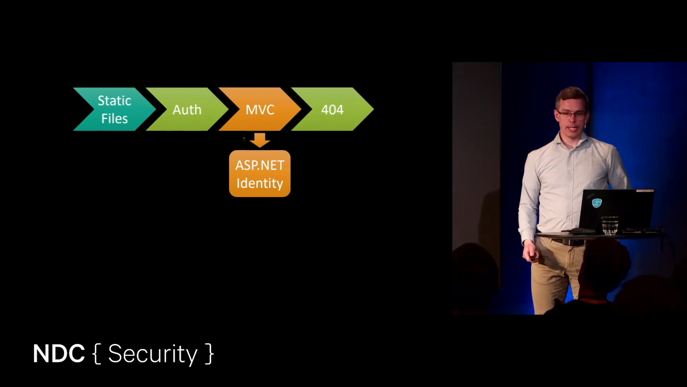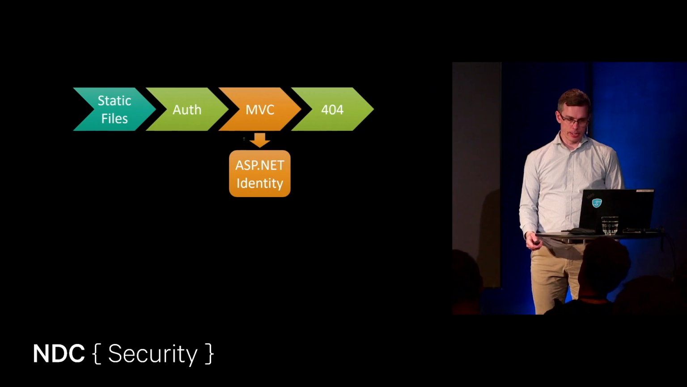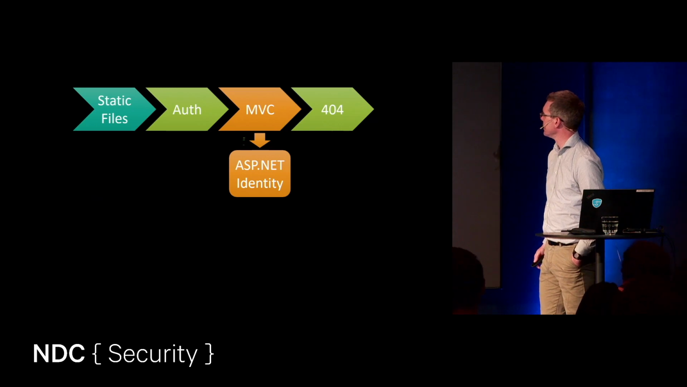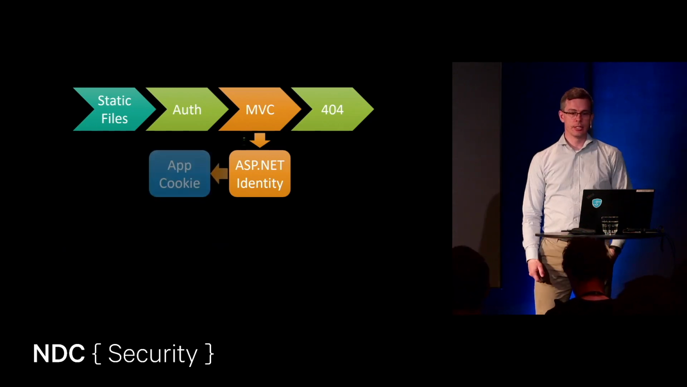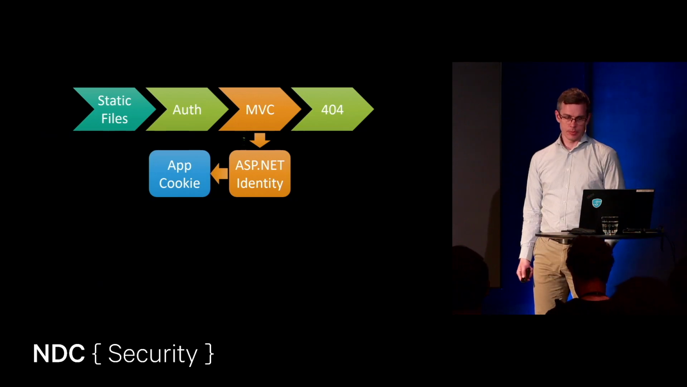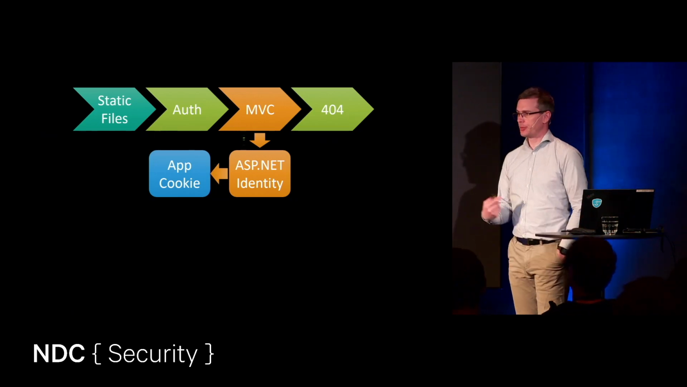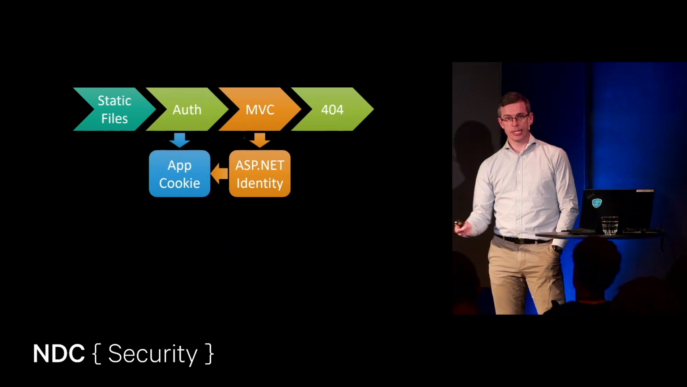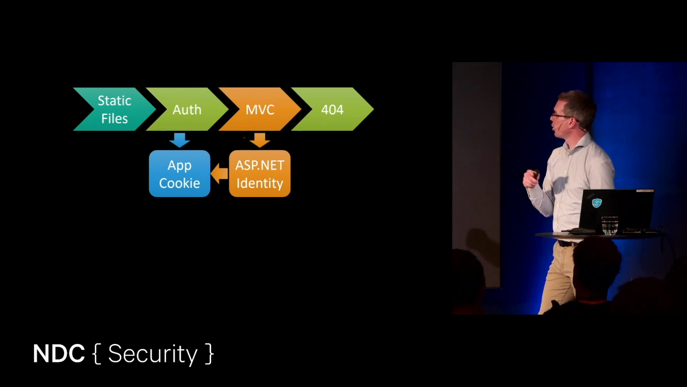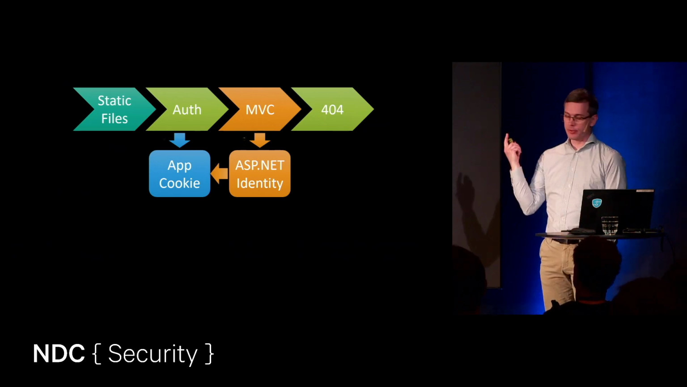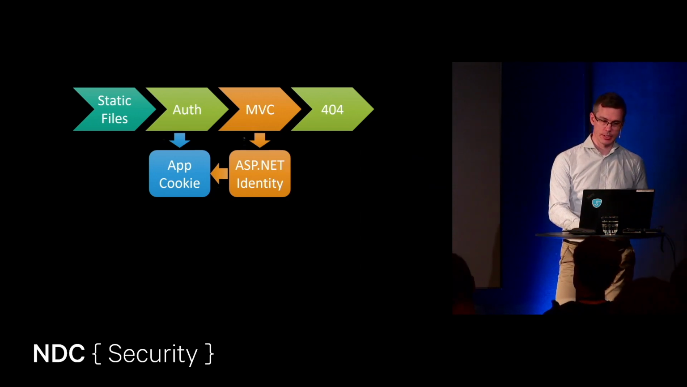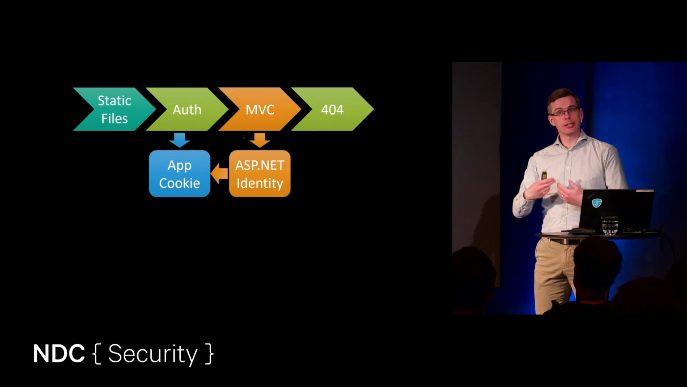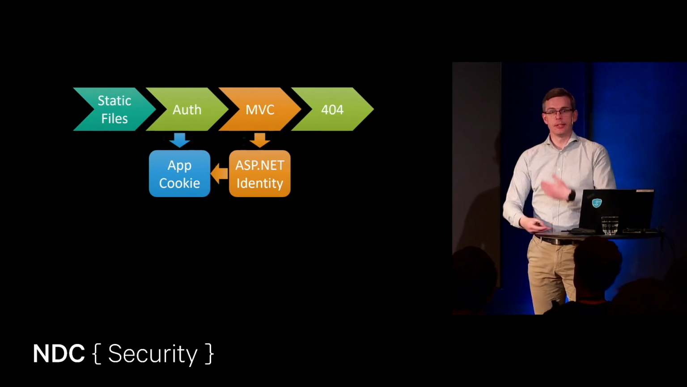ASP.NET Identity would validate the username and password against the storage, whatever it is, and then set an app cookie. And when the subsequent request comes in, the authentication middleware will check: is there a cookie set? Okay, and let's set the user property on the HTTP context. So subsequent middleware in the pipeline, such as the MVC handler, will be able to just access user. And that will be the logged-in session.